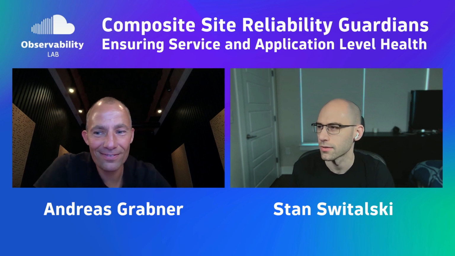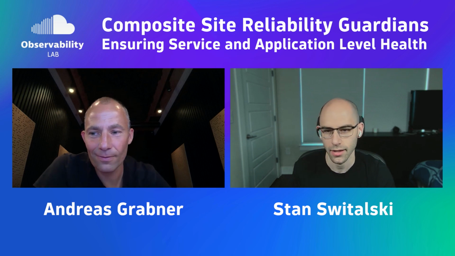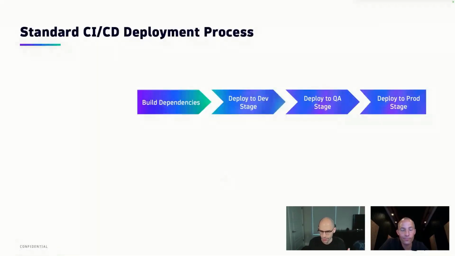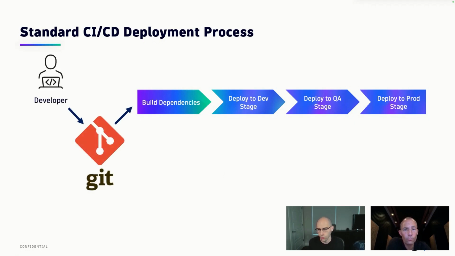Of course, of course. Yeah, so I'm happy to jump on in and start to describe where the composite SRG concept came from and why it's so important to teams like myself in my previous role to have this top level view of the health of my application. So with standard CI/CD pipelines, a developer will make a change into a repository that will start to build dependencies, deploy their change to a stage, let's say dev in this case. And before we promote that change, we want to make sure that the deployment went well, right?